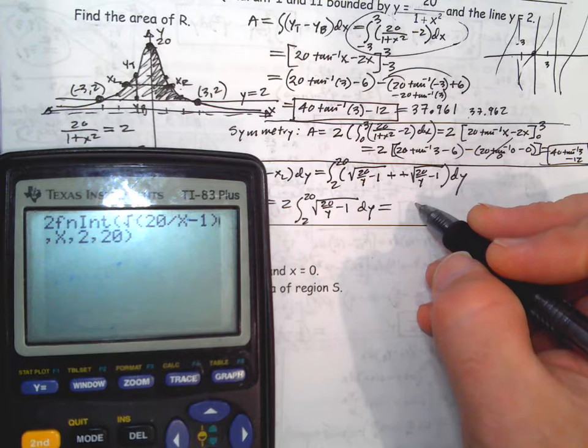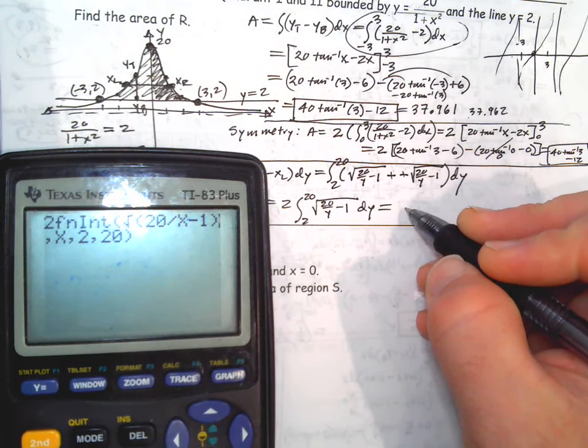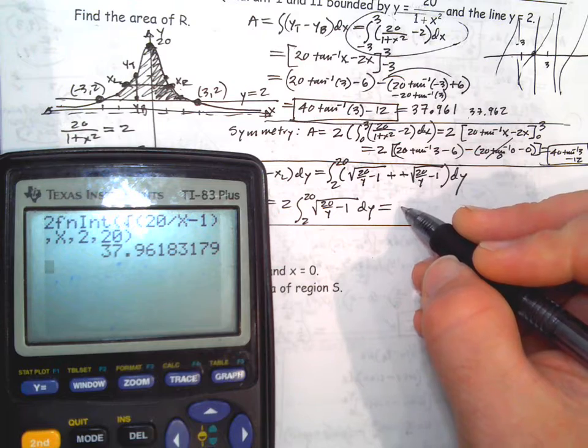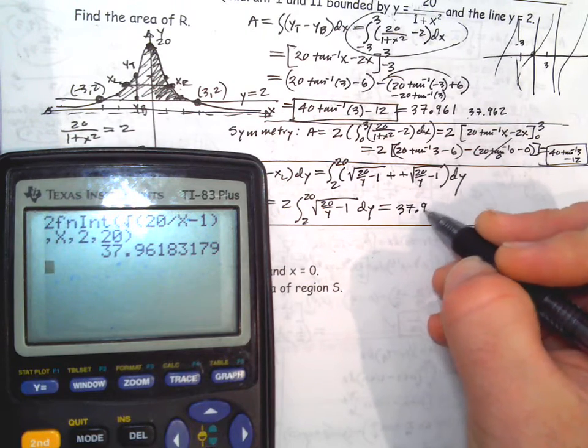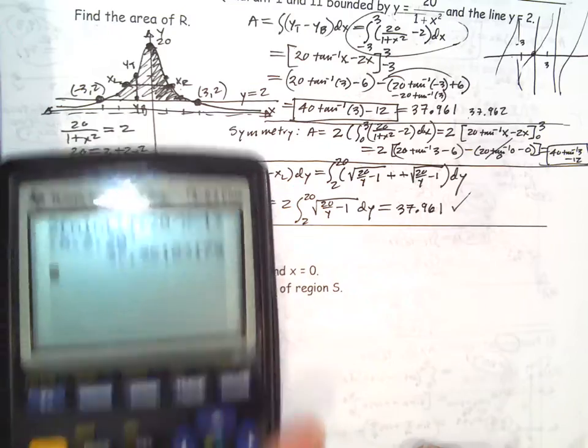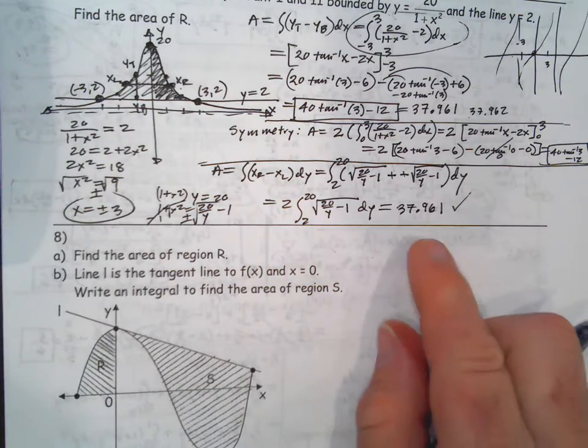Let's see. Should get 37.961, just like before. Boom, 37.961. Nice. But I don't think we'd be able to do that one by hand.